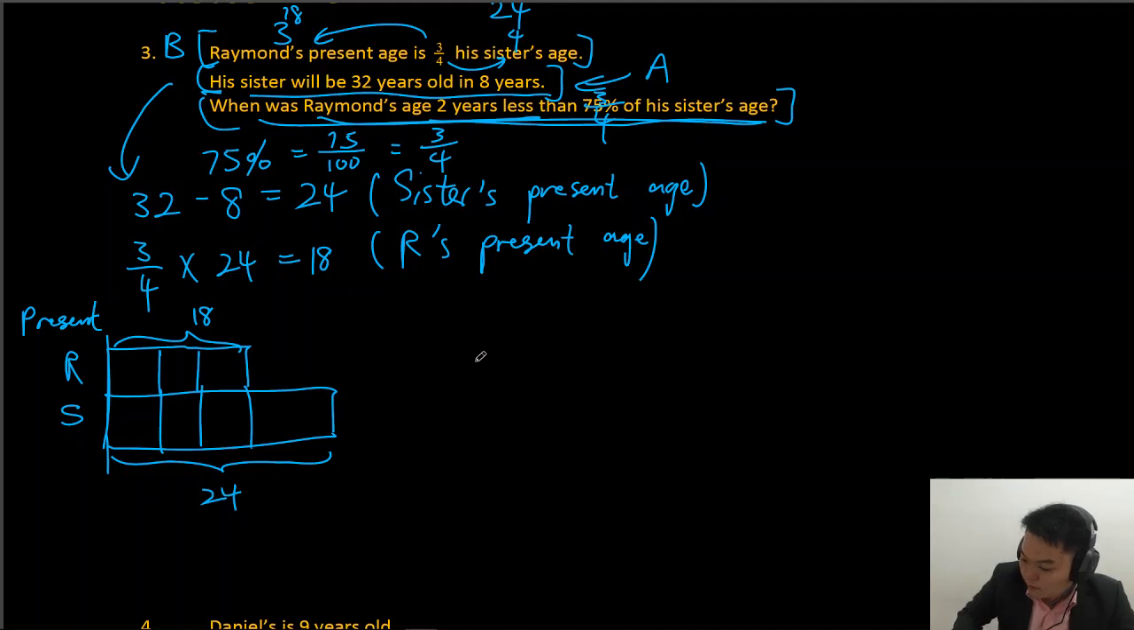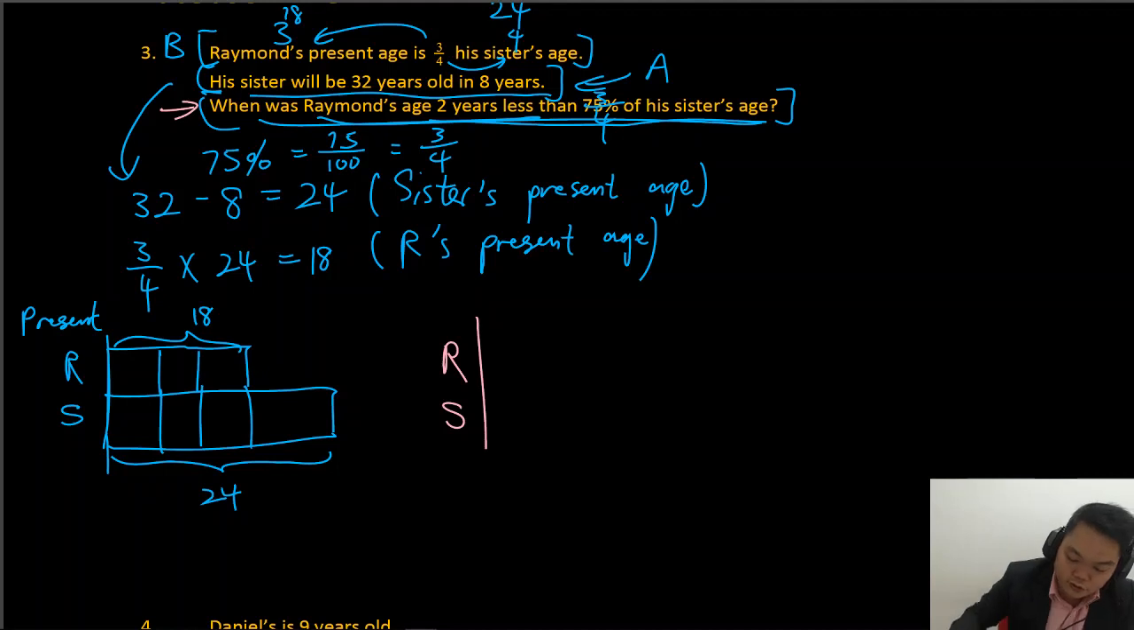Am I going backwards? Yeah, you need to find out when was it that this happened. So there was once upon a time that Raymond versus the sister. Whether this was the past or the future, you're not too sure. So let's look at this. This should be the past because this represents the past tense.